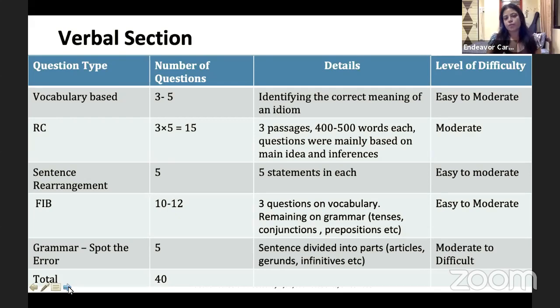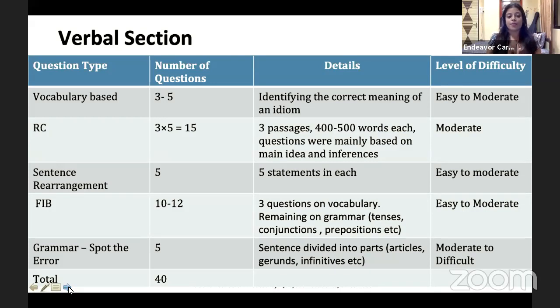So in terms of grammar, you were tested on topics such as tenses, conjunctions, and prepositions. These 3 were the most tested topics in your fill in the blanks. Again, you had a sentence, a blank was given and you had to fill it with the appropriate, let's say, preposition or conjunction. Fill in the blanks were also of a moderate level. I won't say very, very easy, but also not very difficult. A moderate level difficulty was seen in the FIBs.